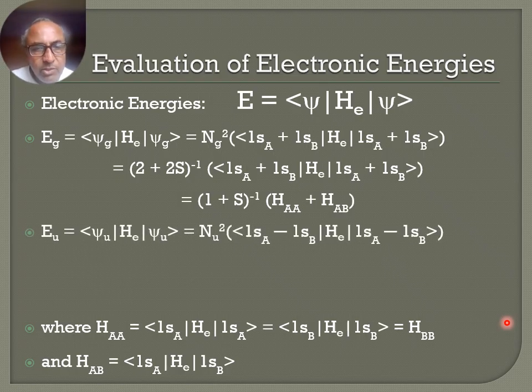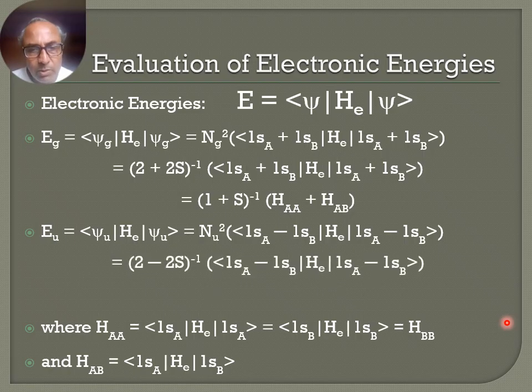Likewise, Eu equal to bra psi u He psi u ket, which is equal to 1 upon 2 minus 2s, bra 1sa minus 1sb, He 1sa minus 1sb ket, which is equal to 1 upon 1 minus s, Haa minus Hab.